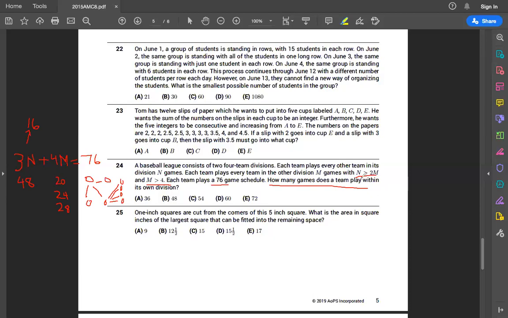We can check that 16 is greater than 2 times 7, which is 14, so it satisfies all the conditions. So our answer is 48. Notice that even though n itself is 16, so let's play every other team in the division 16 times, that's a total of 48 because there are 3 other teams.